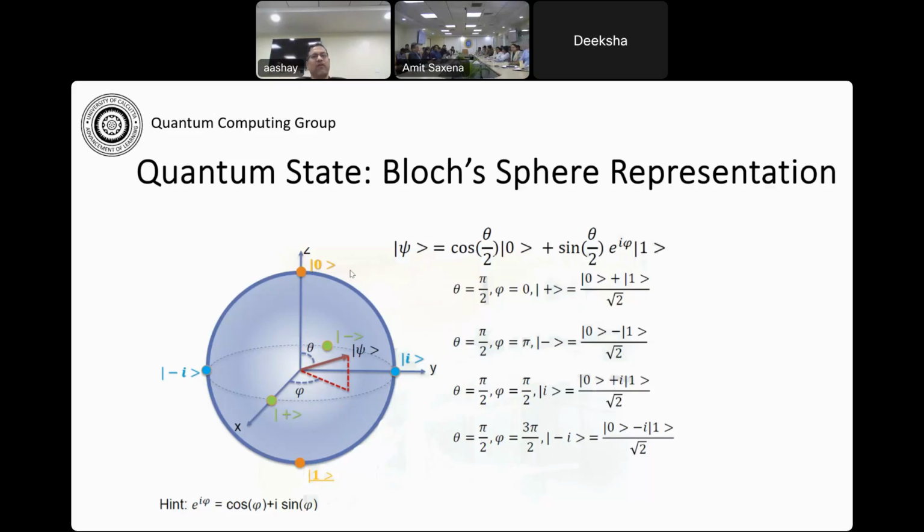Okay, so the generic form is expressed in the first line, which is psi equals cos(theta/2)|0> plus sin(theta/2) e^(i phi)|1>. 0 and 1 are the two basis states of the vector space, right? Which means that any vector can be decomposed in terms of these two vectors, 0 and 1. And that's why it's called a basis state of the single qubit system.